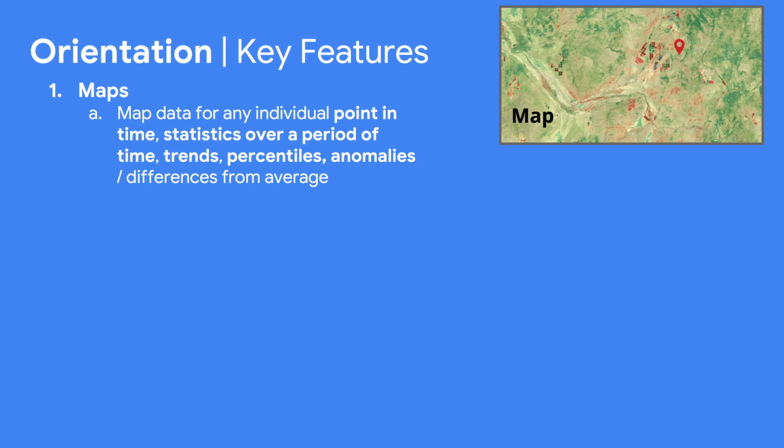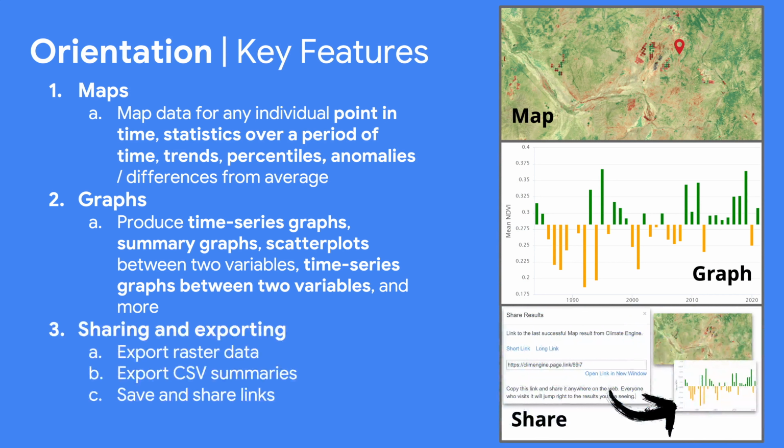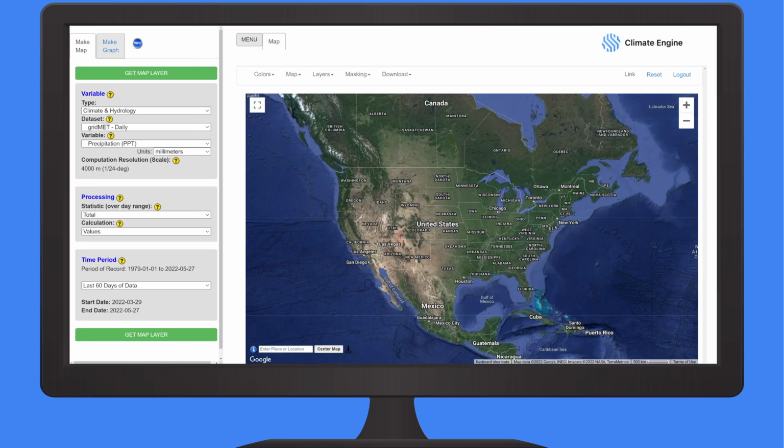I like to say that there are three key features available in Climate Engine. The first is the ability to create all different types of maps that we'll be focusing on today. You can also create graphs, and these can be really powerful as well, and is the subject of a similar video just like this. The last option is to share and export your data, which we'll cover as well in this video. When you get to the Research app, you're going to see an interface that looks like this.